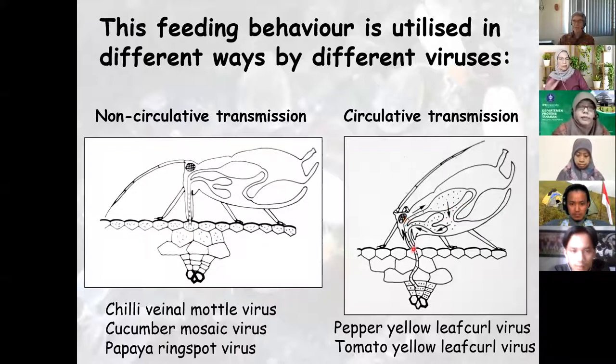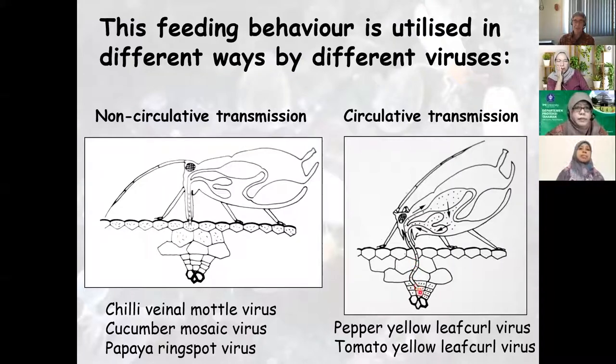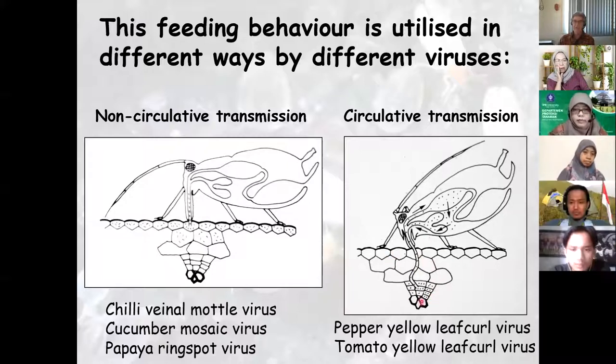After the aphid has settled down and decided it likes to feed on that species of host, it gets to the phloem tissue. Some viruses infect only the phloem tissue. They don't infect these other cell types, just the phloem tissue. So for an aphid to be a vector of these viruses, it has to feed on the phloem. The plant has to be a host of the virus and the aphid. In this case, the virus circulates through the body of the aphid during the transmission process. So it's called circulative transmission.